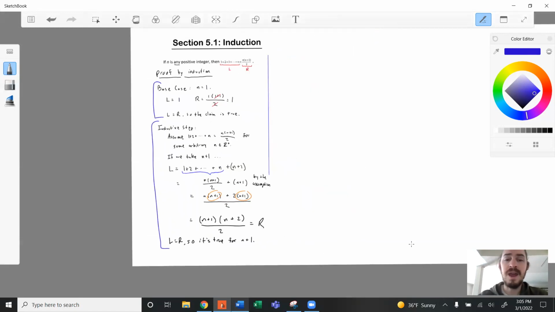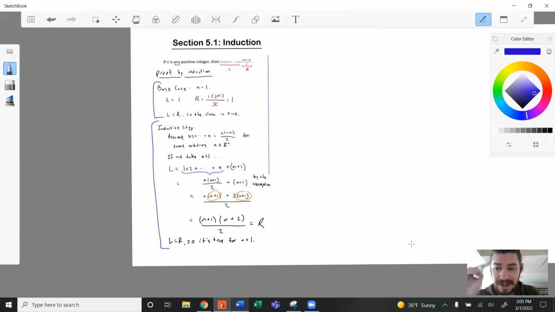In fact, sometimes this is likened to dominoes, where what you're basically proving is that you can show that it's true for the first number, and then if you know it's true for the first number, it's true for the second number, and so on and so on and so on.